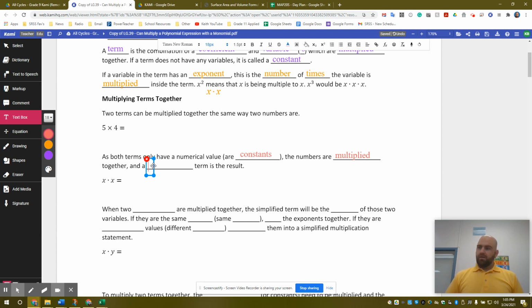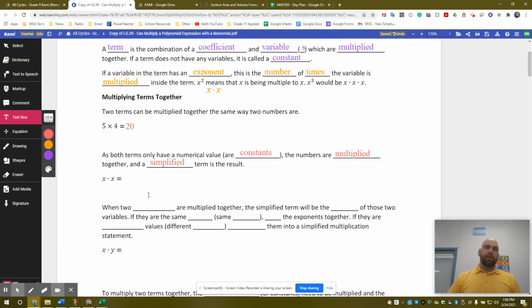And a simplified term is the result. When I say simplified, I just mean what happens when we multiply these two together. Well, 5 times 4, we have done that in the past, is just 20. So it's just 20, and that would be the answer to our question. 5 times 4 is 20.